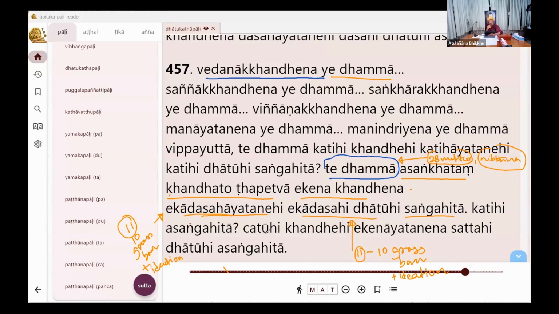It says Katihi Asangahita, Chatuhi Khandehi Ekenayatanehi Sattahi Dhatuhi Asangahita. Chatuhi Khandehi is the 4 mental aggregates, straightforward. Ekenayatane is one base, that is the mind base, Manayatana. And Sattahi Dhatuhi Asangahita means unclassified in 7 elements, which are the 7 mind elements, right? Yes.